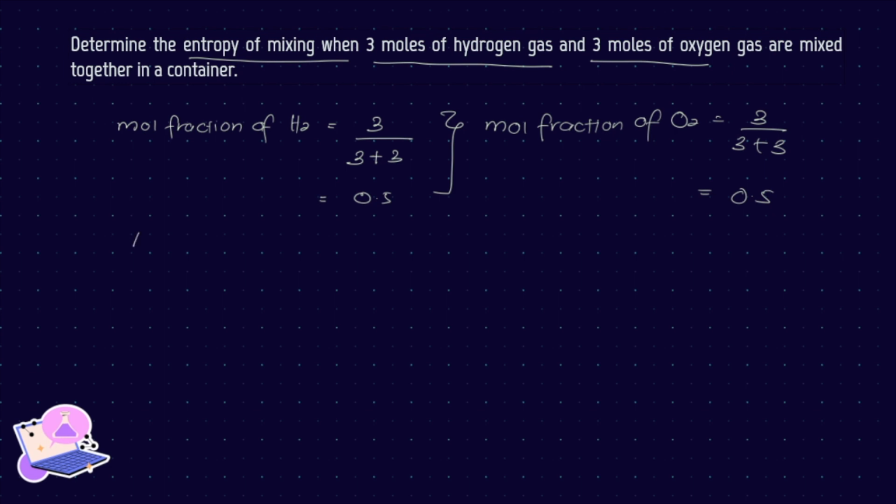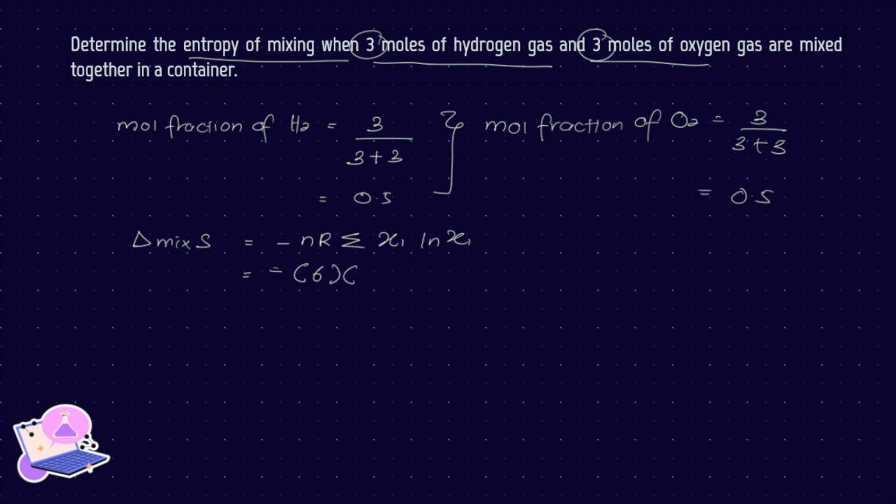So the entropy of mixing, delta mix S, is equivalent to negative NR times the summation of mole fraction times ln mole fraction. So since we have 2 different gases, we are going to do the mole fraction for each gas. So it's a summation of that. From here, N is the total number of moles, since we have 3 moles of hydrogen and 3 moles of oxygen, so the total number of moles is equivalent to 6.